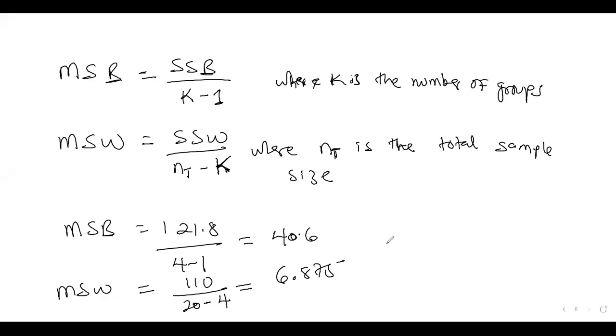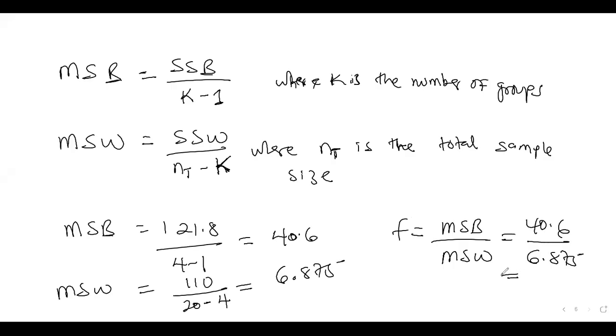Now we are in a comfortable place to compute the F statistic. So the F statistic is mean squared between divided by mean squared within. So it will be 40.6 divided by 6.875. If you divide this, you are going to get 5.90545455. So this is the computed F.